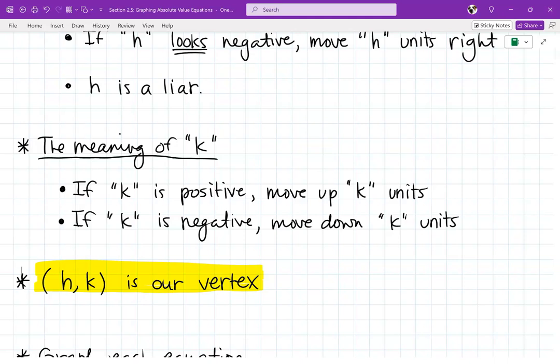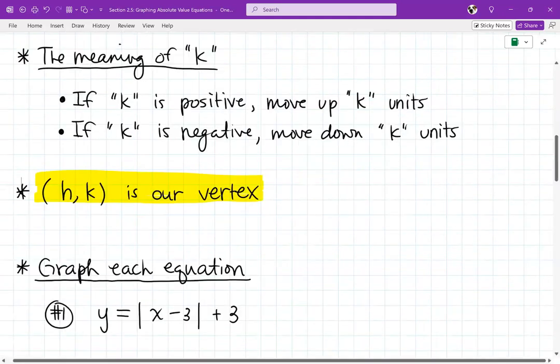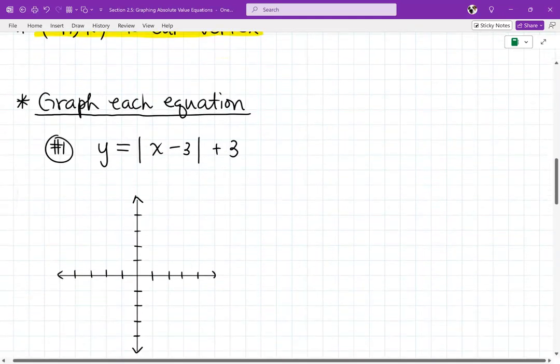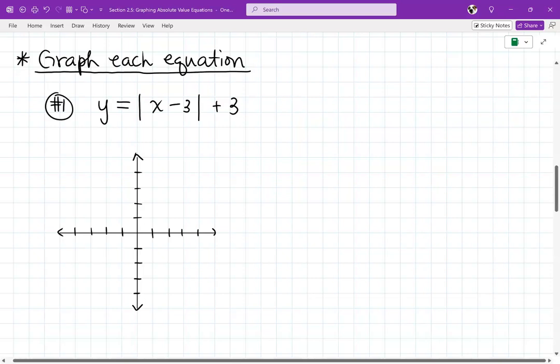So once we know what HK is, we're going to go to our graph. We're going to put a dot right where it's at, because that's the pointy part of the graph. Then we just have to figure out, does it open up or down, and what's my slope? So it isn't hard to do, but we do have to pay attention to three main variables, A, H, and K. That's going to basically tell us what we do with the graph. So let me show you what it looks like when we graph these problems.